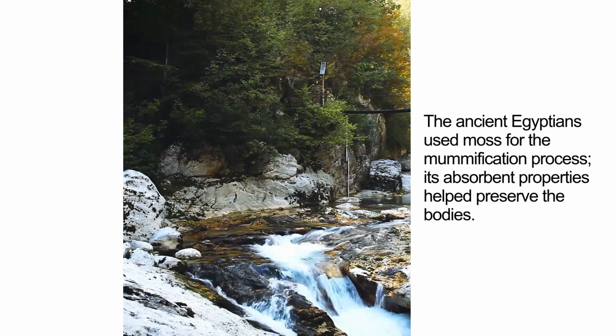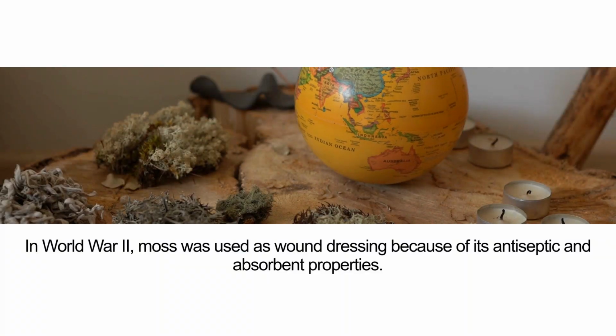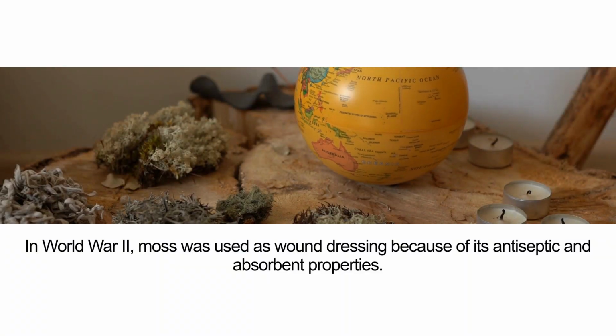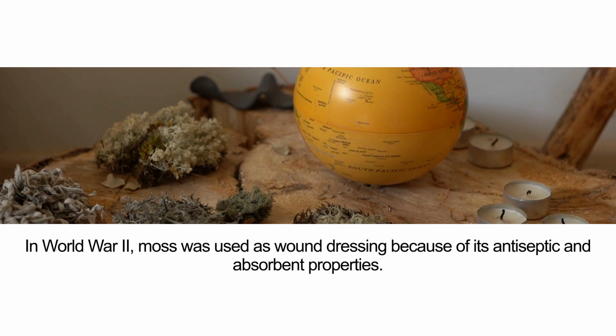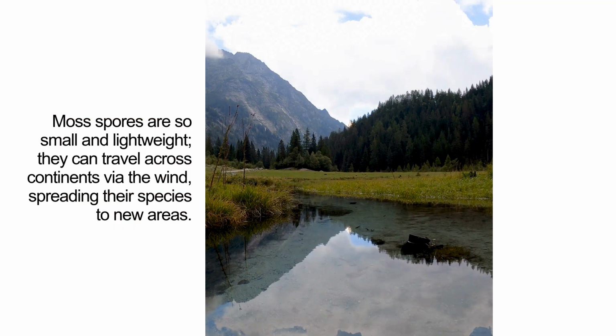The ancient Egyptians used moss for the mummification process. Its absorbent properties helped preserve the bodies. In World War II, moss was used as wound dressing because of its antiseptic and absorbent properties. Moss spores are so small and lightweight. They can travel across continents via the wind, spreading their species to new areas.